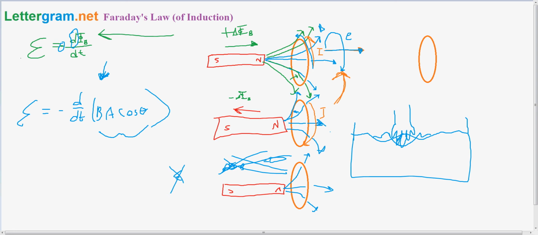That's basically what Faraday's law is. There'll be a future video on Lenz's law, which is kind of the opposite of Faraday's law, or the other side of the coin, the way I put it.